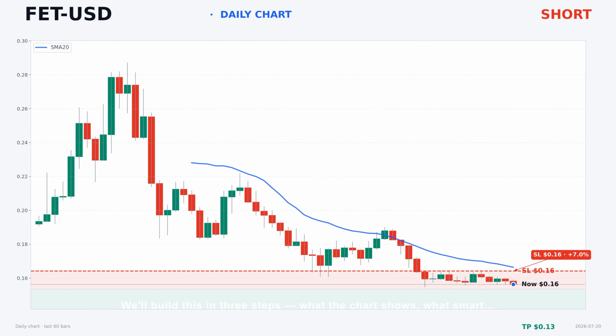Onto the chart, 60 daily bars and 1 story. Price action is in a downtrend of strong strength. That's our primary directional bias right out of the gate. You can see the dotted lines on the chart. Green is our TP at 13.1 cents. Red is our SL at 16.4 cents. Those are the 2 numbers that matter most in this whole video.